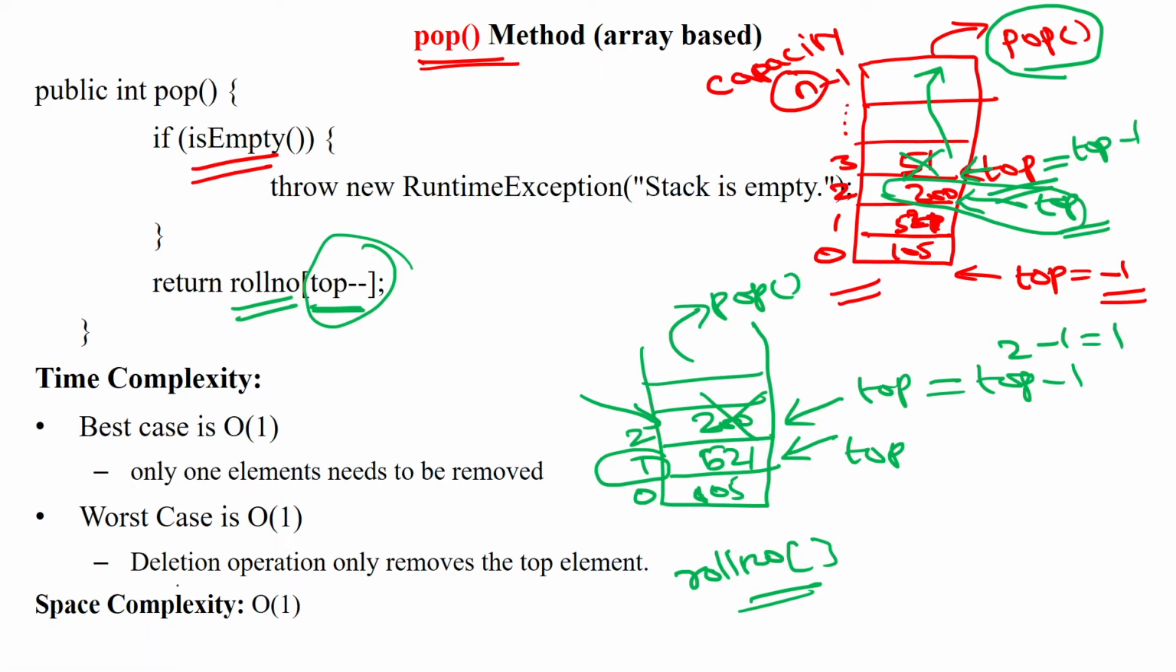So the time complexity is order of 1. Even in the worst case, we are deleting only the top element of the stack, so order of 1. And for space complexity, we are deleting only one element at a time. So constant time, constant space is needed for deleting a single element. So space complexity is also order of 1.